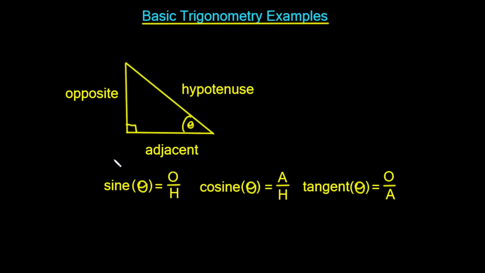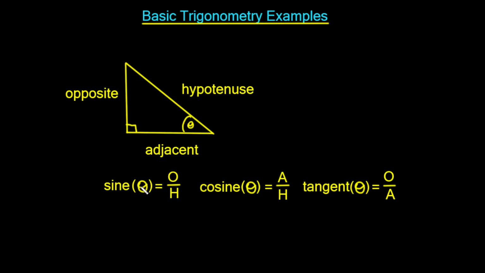So here are our three basic trigonometric identities. We have our right angle triangle. The length that's opposite the angle is called the opposite. And the other length here is called the adjacent because it's adjacent to the angle. And the longest length here is called the hypotenuse.